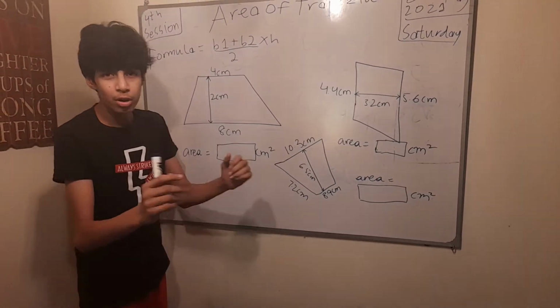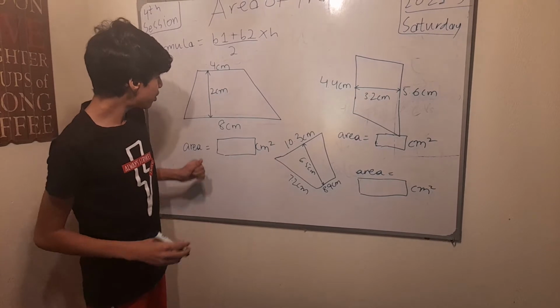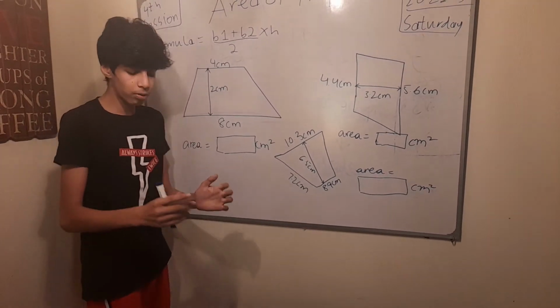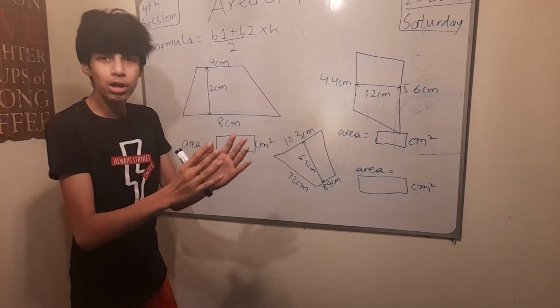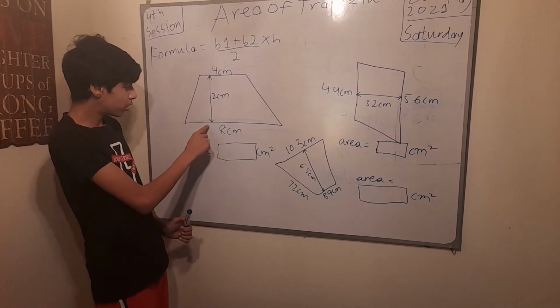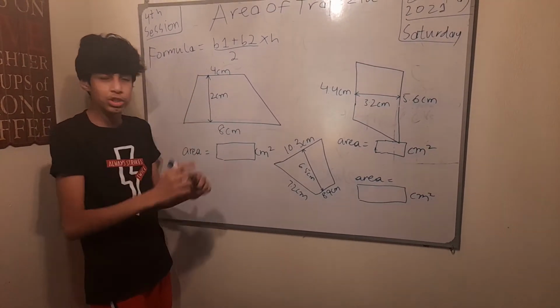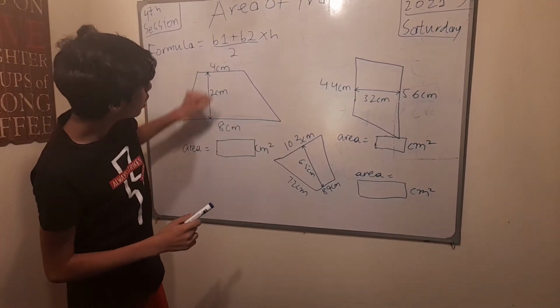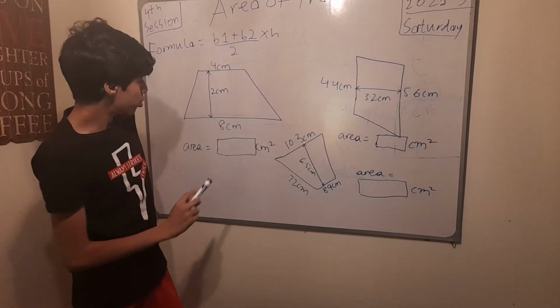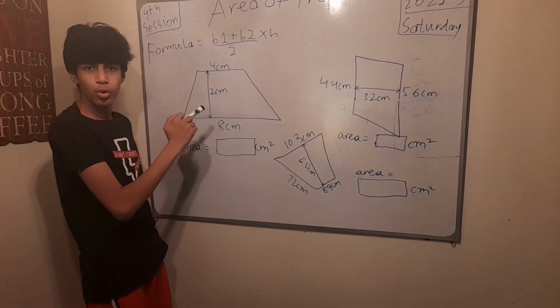So guys, let's find out the bases. How to find out bases? It's simple. The bases are always parallel to each other. So look, the 8 and 4 are parallel to each other. So in the formula they are saying base 1 plus base 2, so we are going to add 4 and 8.